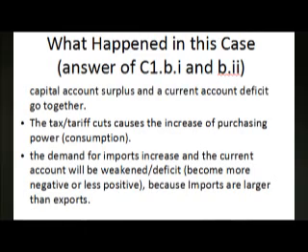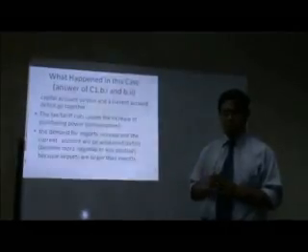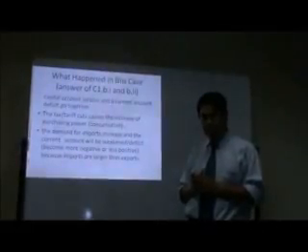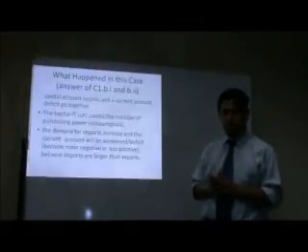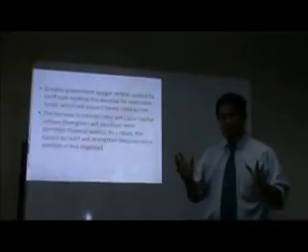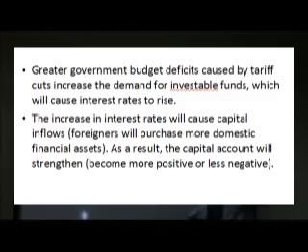The tax or tariff cuts cause an increase in purchasing power or consumption. The demand for imports increases and the current account will be weakened, or the deficit becomes more negative or less positive, because imports are larger than exports. The greater government budget deficit caused by the tariff cut increases the demand for investable funds, which will cause interest rates to rise. The increase in the interest rate will cause capital inflow. Foreigners will purchase more domestic financial assets.